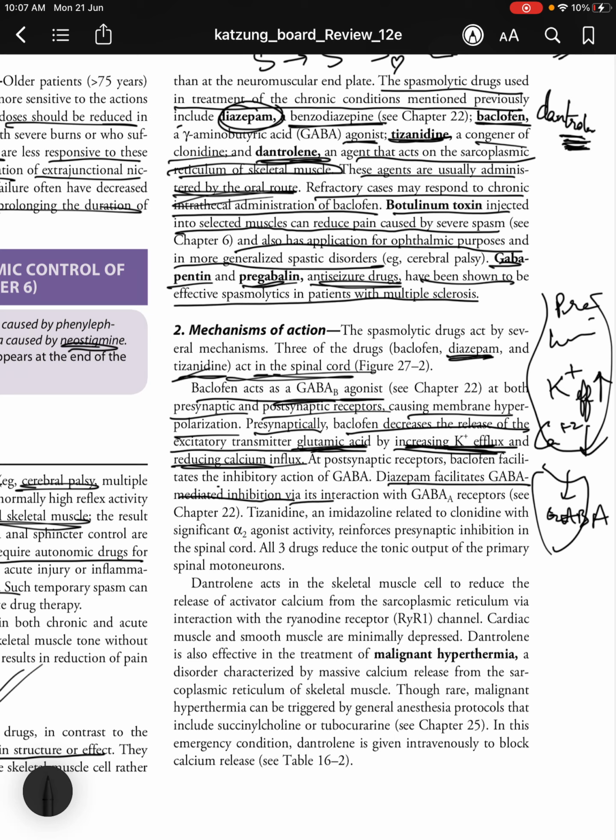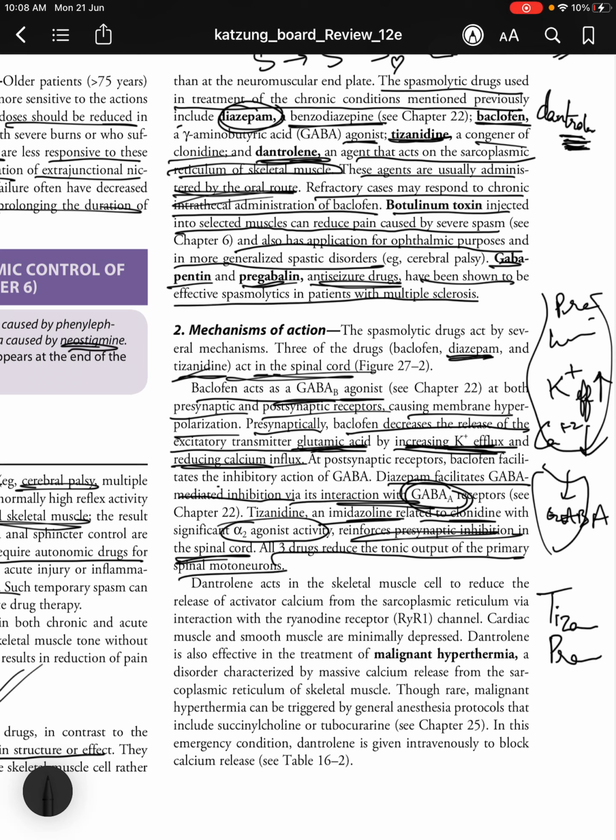So, diazepam facilitates GABA mediated inhibition via its interaction with GABA A receptors. Tizanidine, an imidazoline related to clonidine with significant alpha 2 agonist activity, reinforces presynaptic inhibition in the spinal cord. So, all three drugs reduce the tonic output of the primary spinal motor neurons.